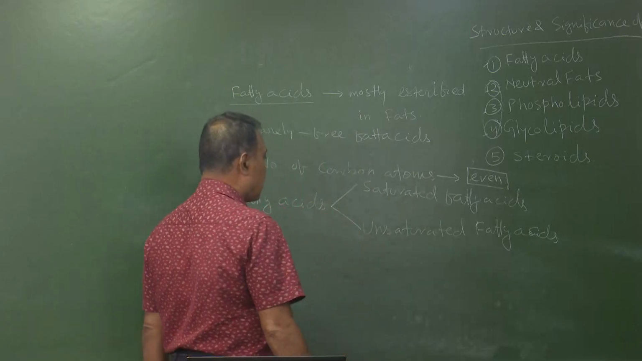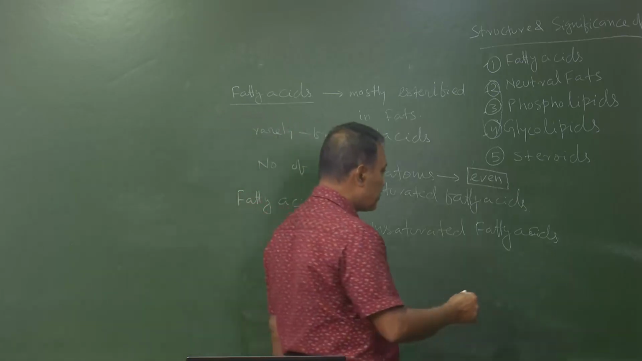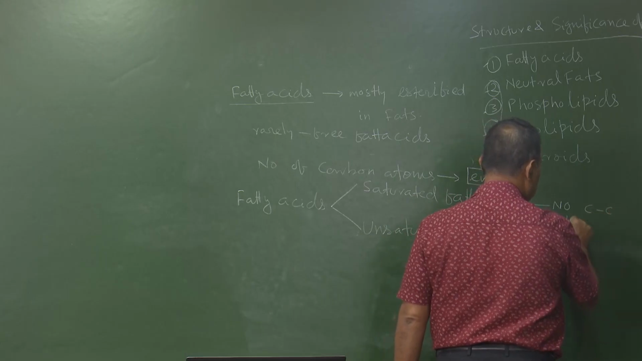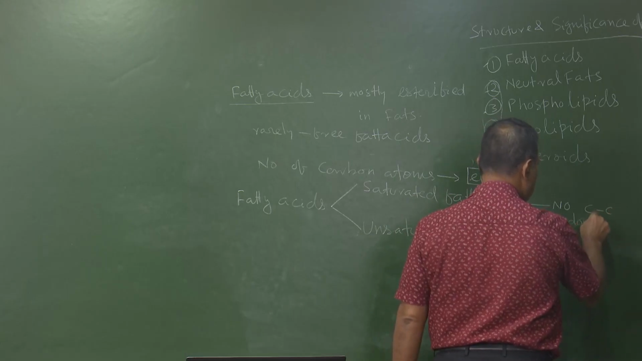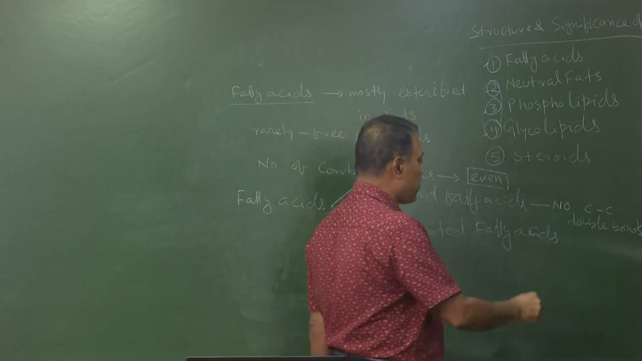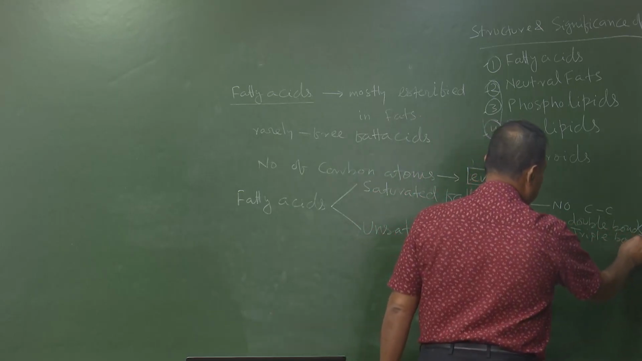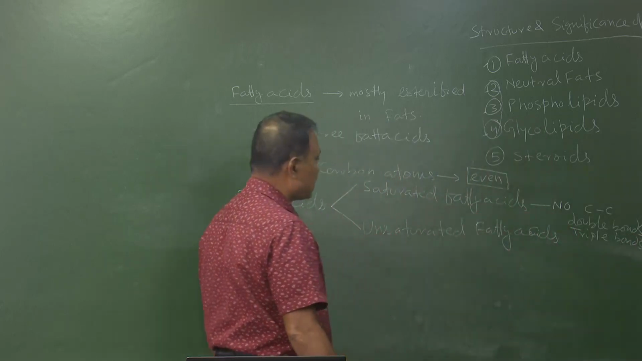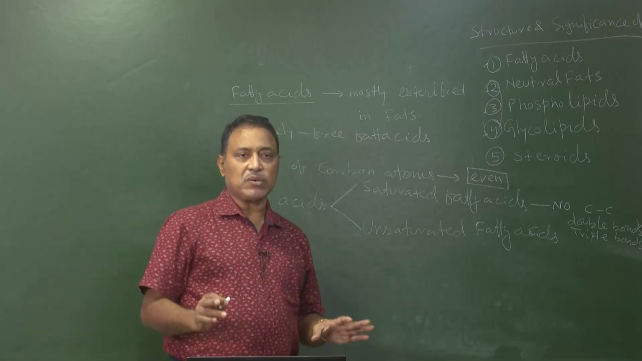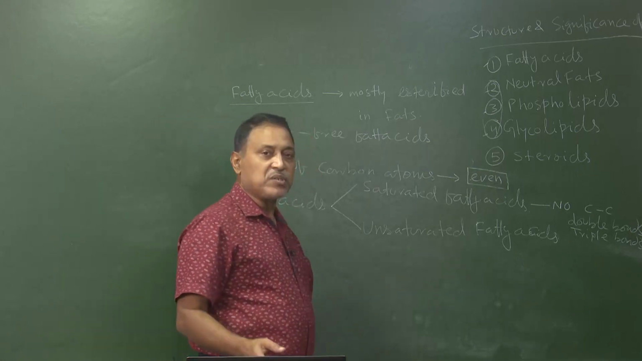Another is unsaturated fatty acids. What is the saturated fatty acid? Very simply, if there is no double bond, no C=C double bond, and triple bonds are hardly found, then we call it saturated fatty acid. That means every carbon is with maximum possible hydrogens. So that is what saturated means. They are saturated with hydrogen.